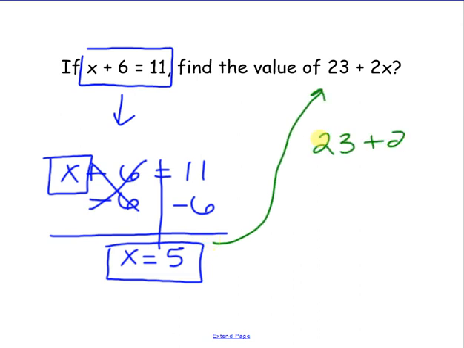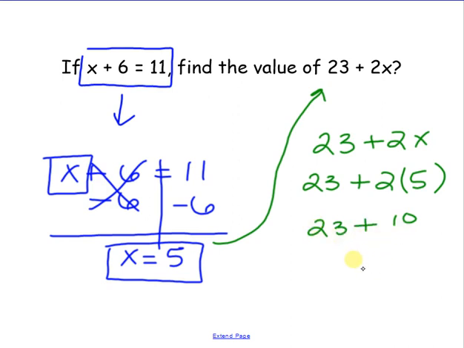23 plus 2x. 23 plus 2, instead of the x, I'm going to put the 5, always in parentheses. If I didn't put parentheses, that would look like 25, but it's really 2 times 5. Order of operations tells me to do multiplication before addition. So 2 times 5 is 10. Bring down the rest of the problem. 23 plus 10 is 33, and that is the answer to your problem.